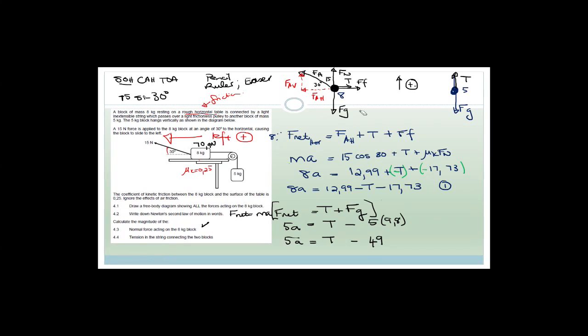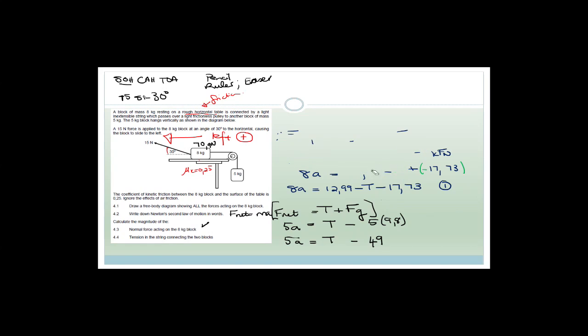Do you agree? I'm just going to erase some stuff. We've got 8a is equal to 12.99 minus t minus 17.73, which I can make neater, which I will do now. And then we've got this 5a is equal to t minus 49. Now I'm kind of hesitant to solve both of these for t because then I end up having to solve for a and then multiplying in. So let's see if I can find a way to solve just for t. Okay, so do you agree that this became 8a is equal to 12.99 minus 17.73 is minus 4.74 minus t, that's equation one. And equation two is 5a is equal to t minus 49.